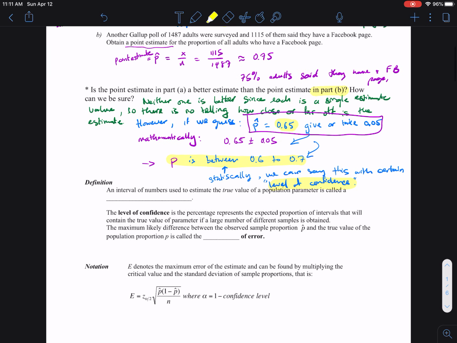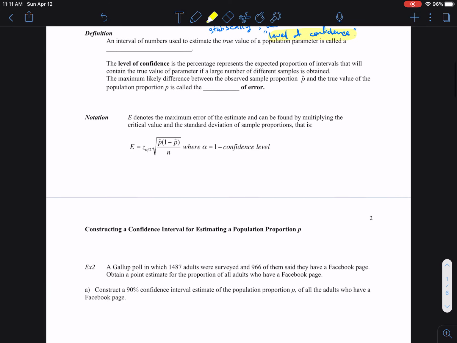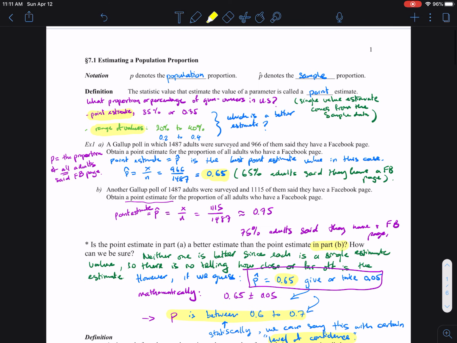So that's what the next video is going to talk about, all this definition and all this example. So I'm going to go ahead and end this video here.